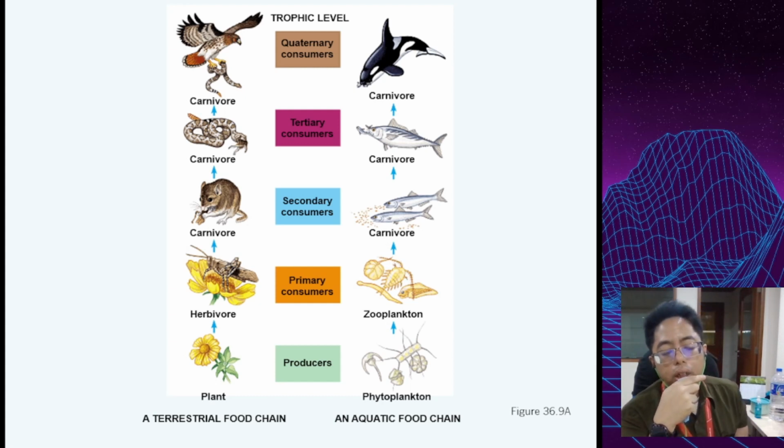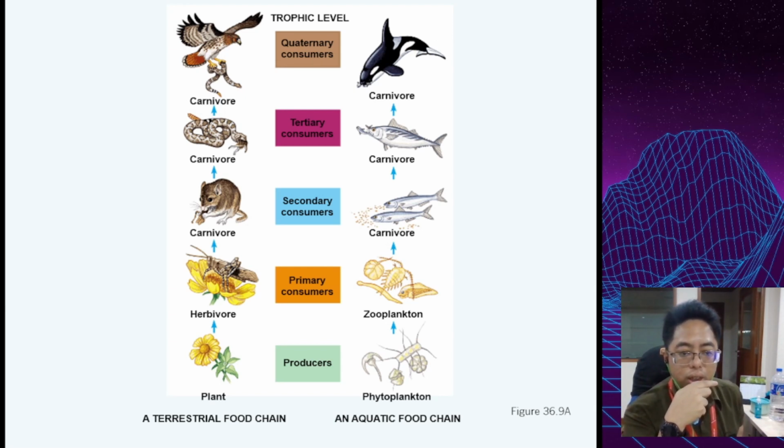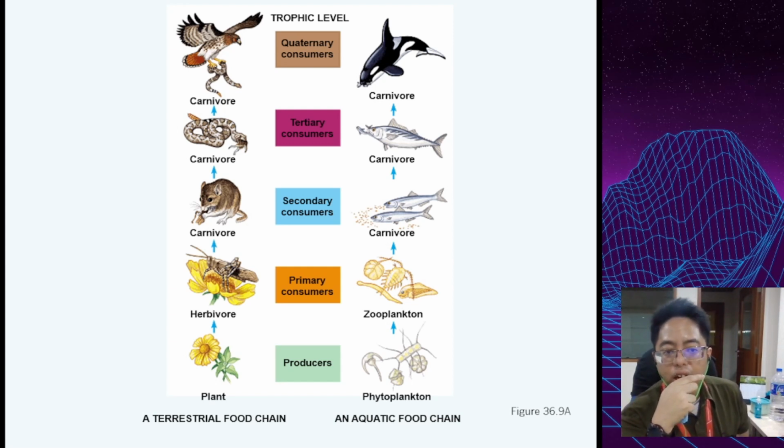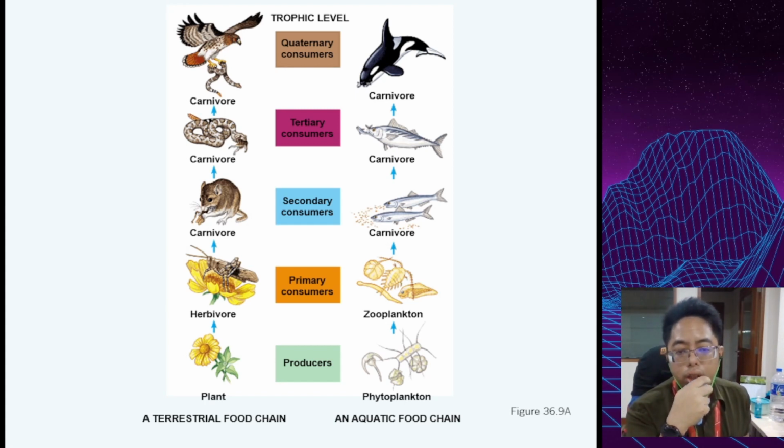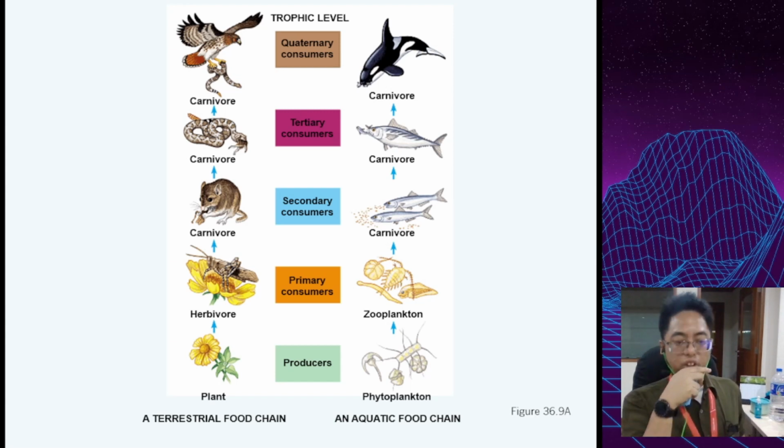Secondary consumer, the third level. For terrestrial, they are the eaters of the herbivores, so carnivores. You can see this dormouse. And in the sea, in the aquatic, you have the fishes. The fish eat the plankton. Tertiary consumers, which is the fourth level. These would be the carnivores that eat other carnivores. For example, in the terrestrial food chain, there are snakes. What about the aquatic? We have the bigger fish that eat smaller fish.